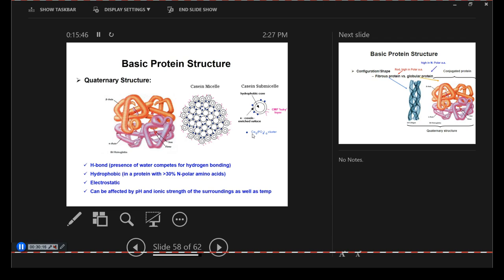And again, here I say it can be affected by pH and ionic strength of the surrounding as well as temperature. When I talk about legume proteins, pea protein or soy protein, we'll see that they associate and dissociate based on the pH and ionic strength of the system, because that impacts these charges. And when the charges are different, then you form different types of bonding. You might reduce the ionic bonding and enhance hydrophobic interactions, for instance, or the other way around. Again, I'm giving you basic information, but later when I give you examples of particular proteins, everything will fall into place.